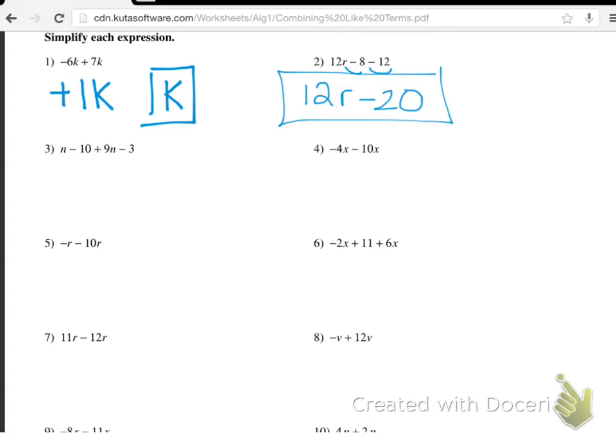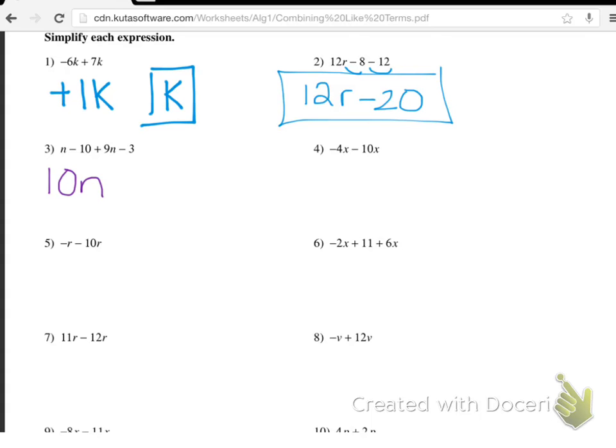Let's take a look at the next one. We have number 3. We have n's and we have constants. So let's combine the n's first. A positive n and a positive 9n is 10n.